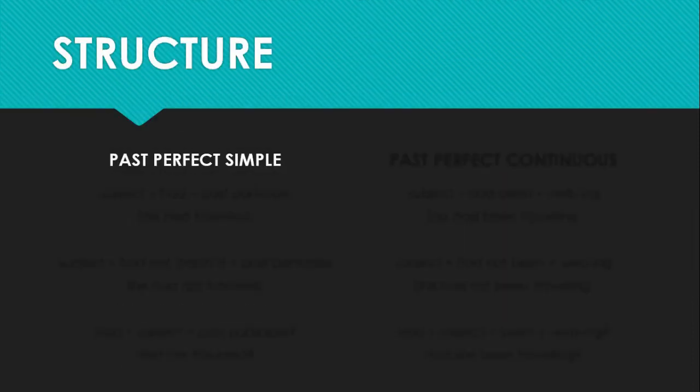For past perfect simple, the structure is subject followed by had and the past participle. Past participle di sini bermaksud kata kerja atau verb mesti digunakan dalam bentuk past participle. For example, she had traveled.